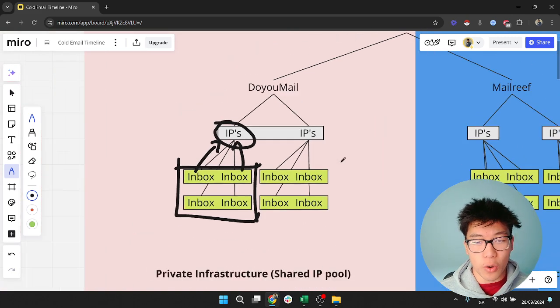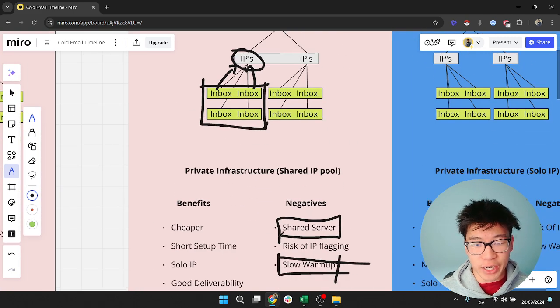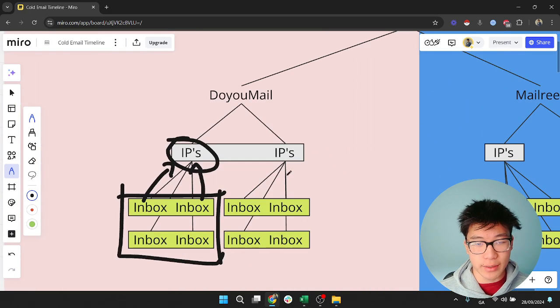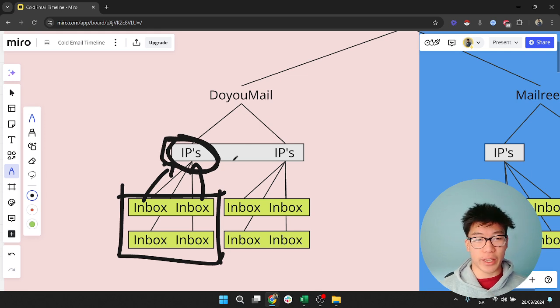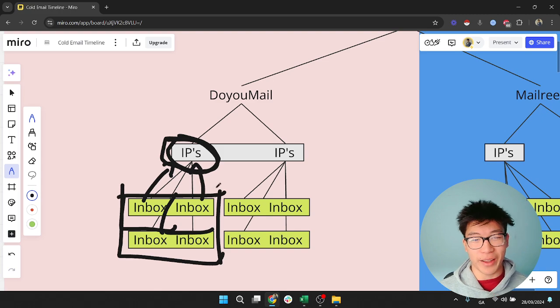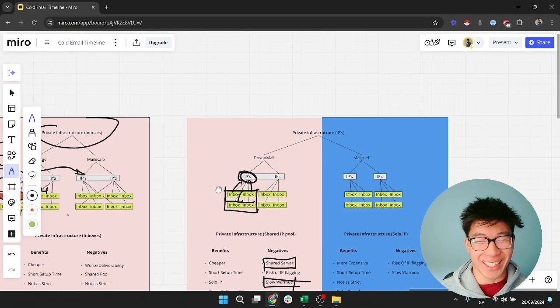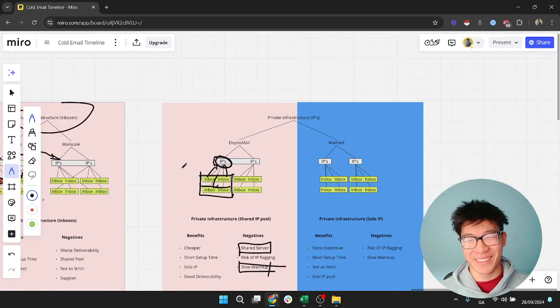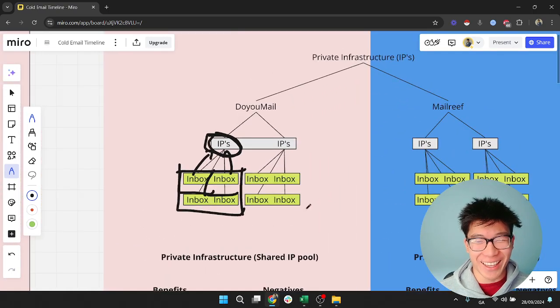Now I want to explain the shared server. The way this works is IPs are placed on the same server, even if it's a solo IP. So your inboxes are much safer now. These inboxes are having a great time. I hope you like my drawings, by the way. I can draw like this. This is incredible. I'm an artist, right?